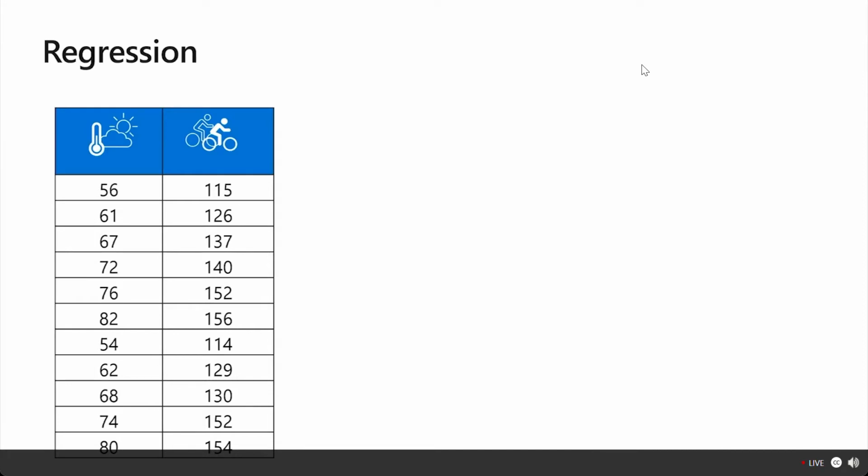So already just looking at the data, it seems that when the temperature goes up, my bike rentals might go up as well. So the thing I'm trying to predict here is the Y, the bike rentals, and we're calling this Y, and the feature is the temperature, and I'm calling this X.